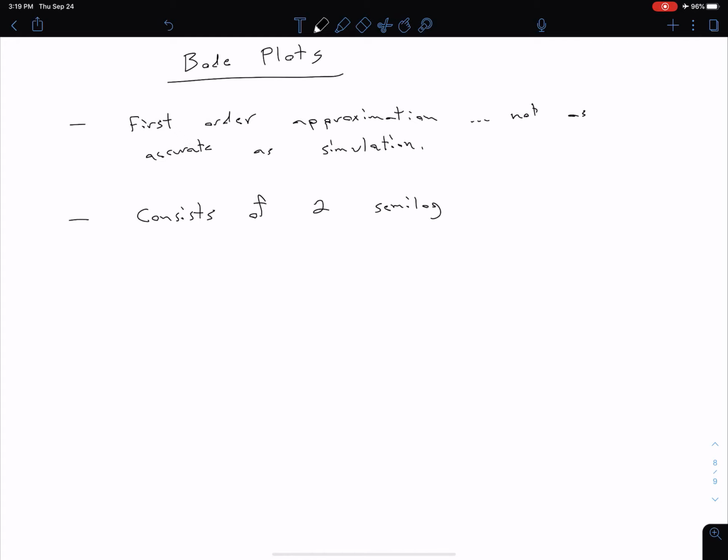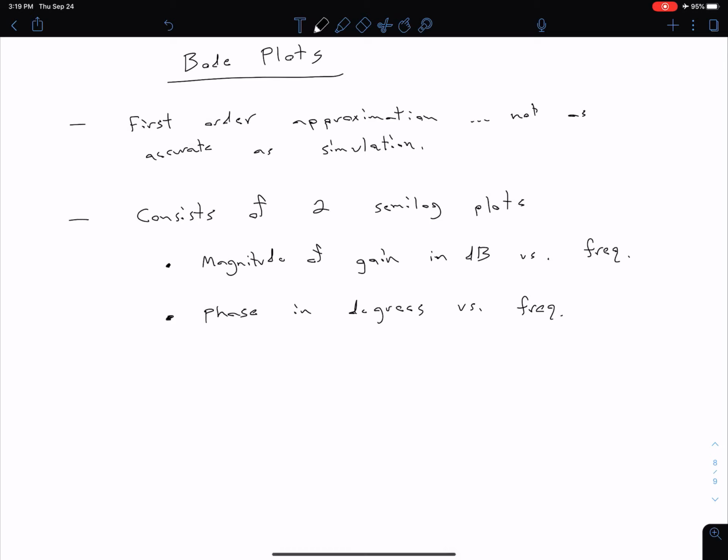And so what does our Bode plot actually consist of? Well, it consists of two semilog plots. The first one is going to be the magnitude of our gain. So this is our magnitude information of our transfer function. This is in dB, and it's plotted against our frequency. And the second of our two semilog plots contains our phase information. So it's going to have our phase in degrees, which is also plotted against our frequency.